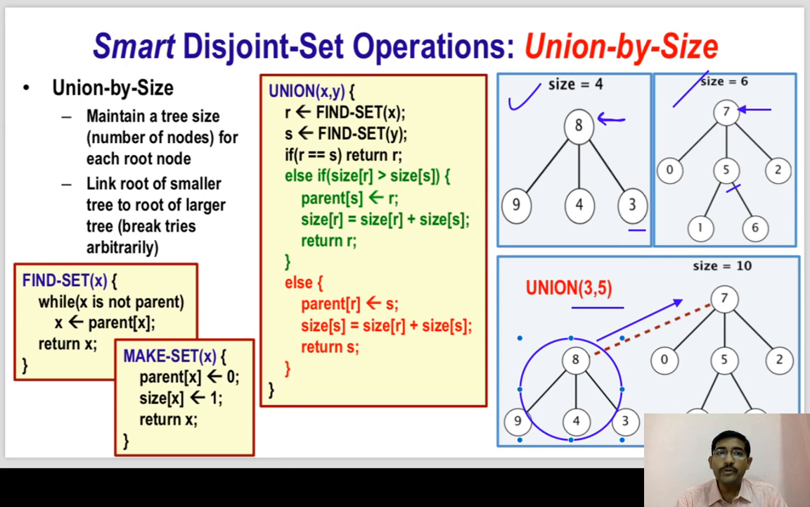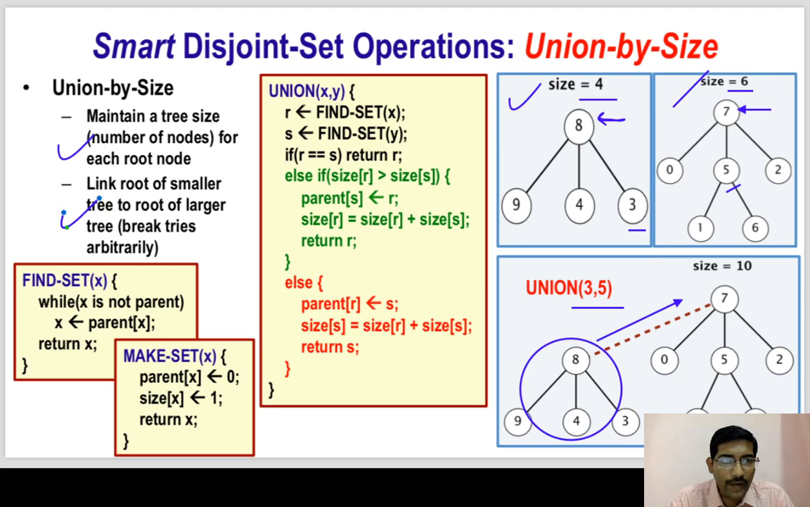So this is what we mean by union by size. We maintain a tree size, the number of nodes for the root nodes, which is 4 here and 6 here. We link the root of the smaller tree to the root of the larger tree. And if both have the same size, we arbitrarily break the tie. Anyone can be the parent of the other if both sizes are the same.